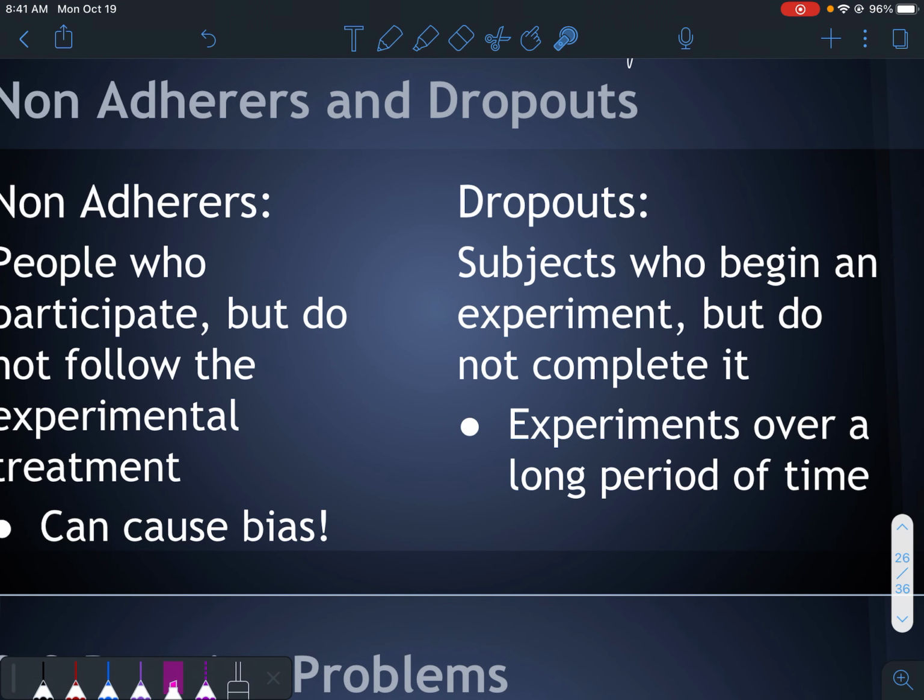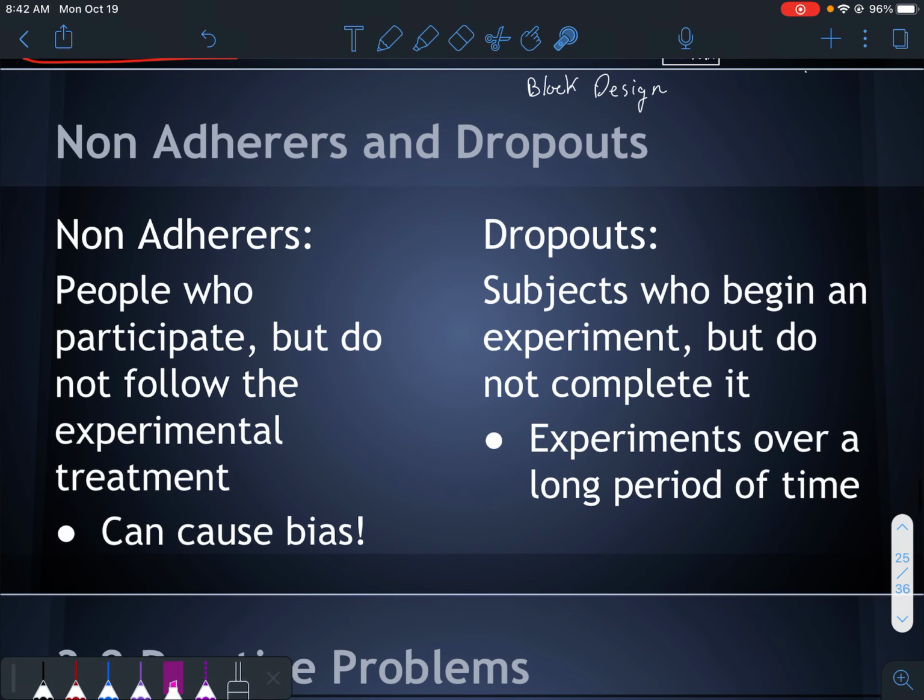And then dropouts are subjects who begin the experiment but don't complete it. Experiments happen over a long period of time. If you've got an experiment that's going on for a year, or really, a month is a long time when you're talking about this kind of stuff, sometimes subjects die. If that happens, well, that's a dropout. That's harsh, but they're in, but they don't finish. People just kind of give up on it. Experiments over a long period of time are going to have some degree of dropout.